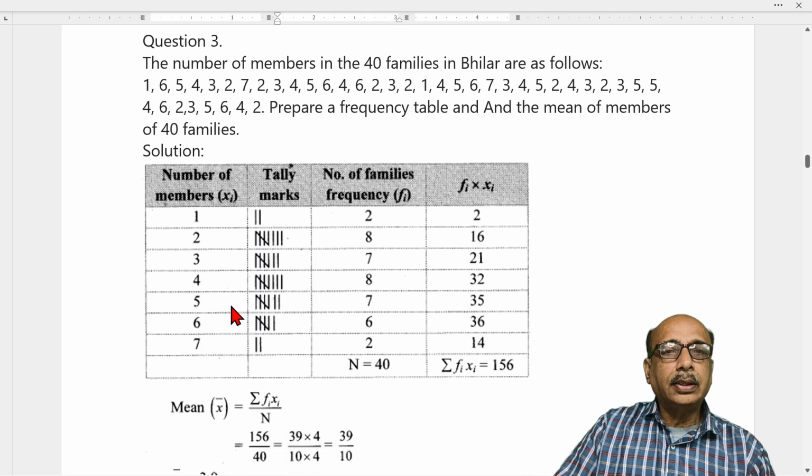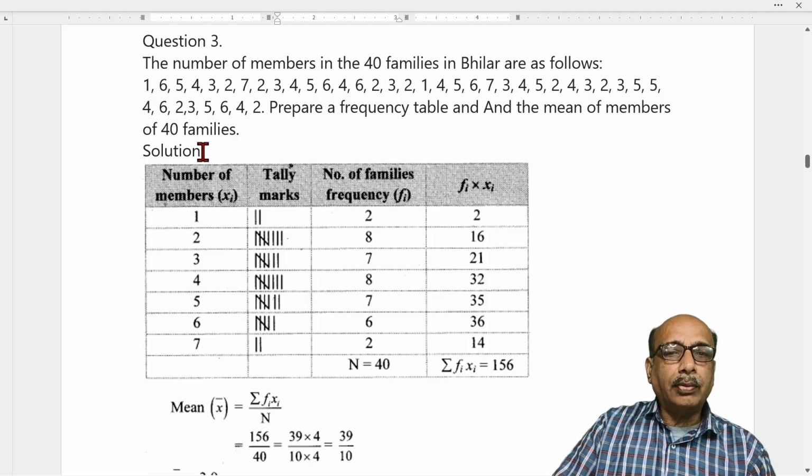Next, question 3. The number of members in the 40 families in Bilar are as follows. Here again the data is given. What is the least number? 1. What is the maximum number here in the data given? 7. So it's written here.